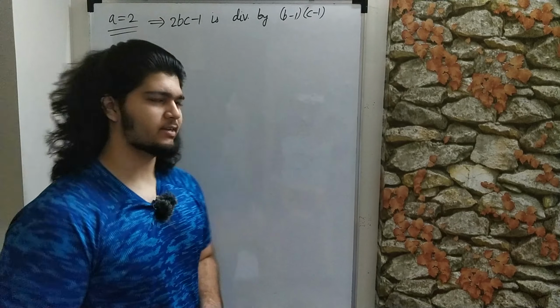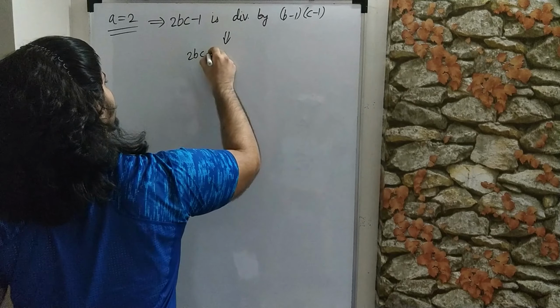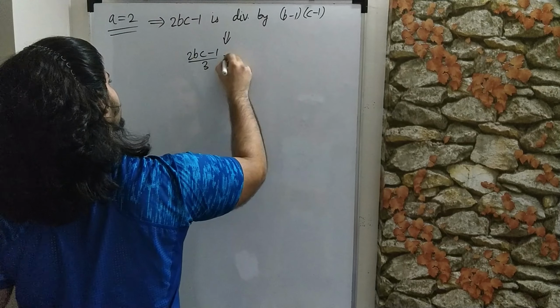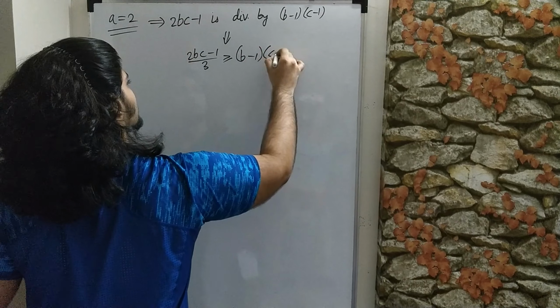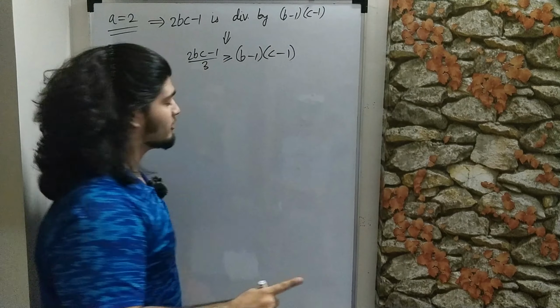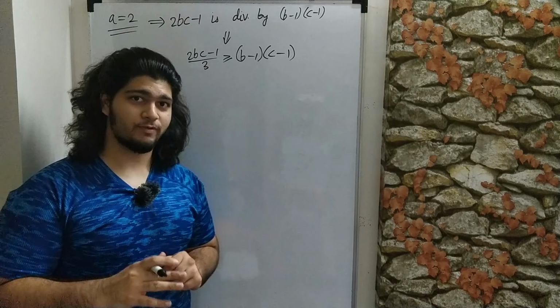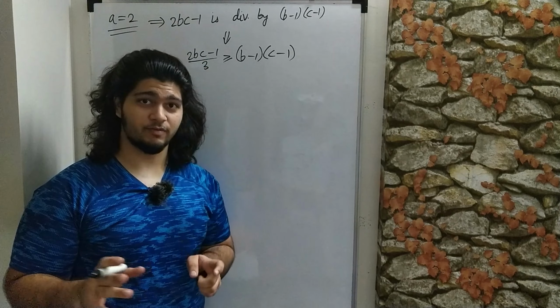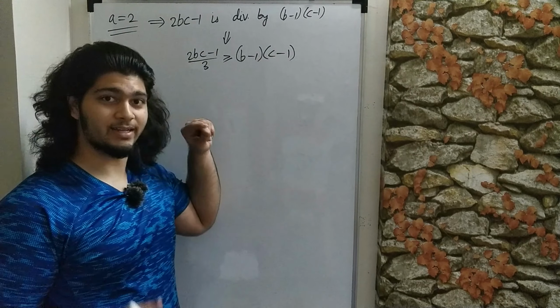So now I'm going to tell you that this statement must imply that (2bc minus 1)/3 is greater than or equal to (b minus 1)(c minus 1). And now the proof for this is left to you, but the hint is that there can be no factor of 24 other than itself which is greater than 12. So now let's get started and see where this leads us.